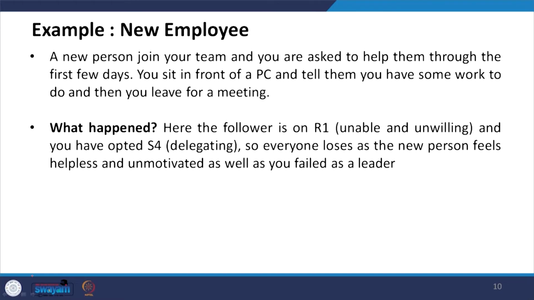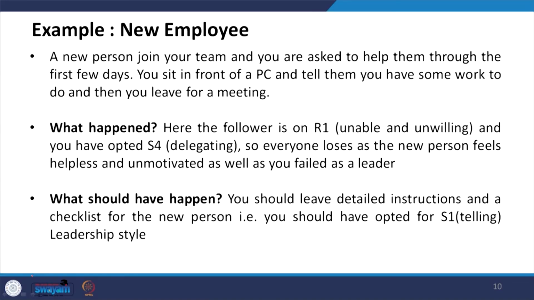So, in that case, whenever the new person has joined, what should have happened? You should have given detailed instructions and a checklist to the new person. You should have opted for the S1 telling leadership style. That is, close supervision and directions should be given to the new employee, because you have just assumed that the new employee will be able to do it.